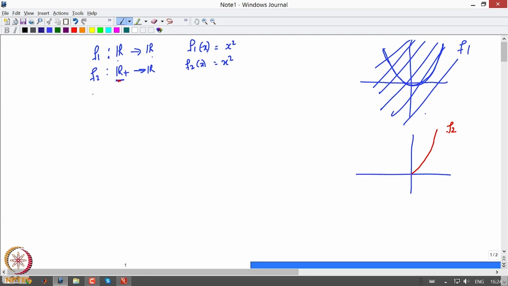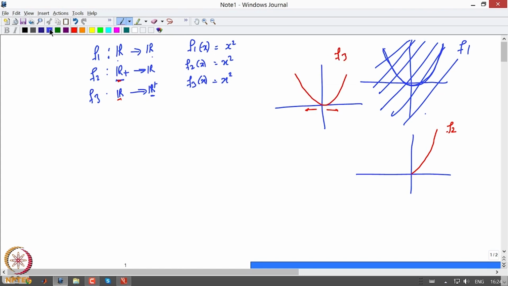Similarly, if I define some function f3 that goes from R to R plus, I am now restricting the range to R plus, and the function is still defined in the same way, x squared. So the graph would look something like this. Since the domain is the entire real line, with negative and positive values, and this only takes positive values, it will just be this one. So this is my f3.